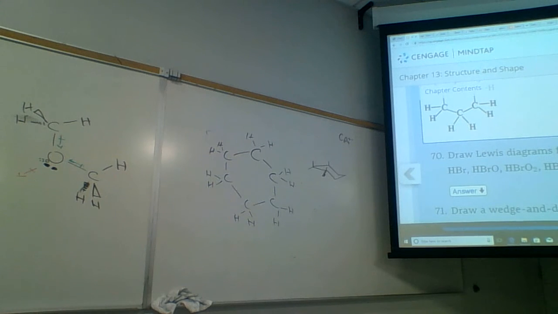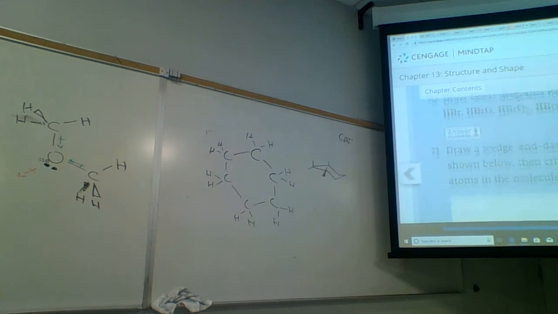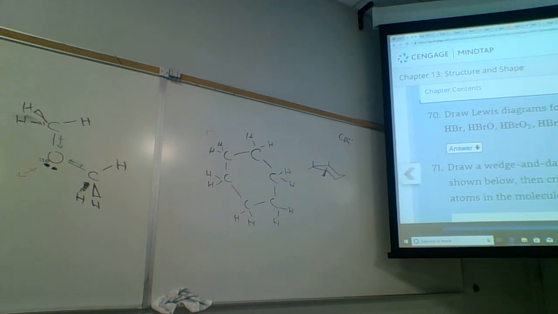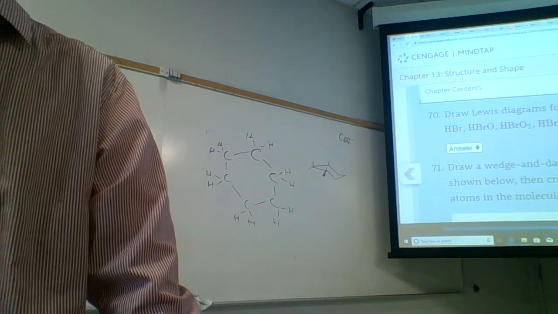Draw Lewis diagrams for these 5 acids of bromine: HBr, HBrO, HBrO2, HBrO3, HBrO4. All right, why don't you try drawing the Lewis diagrams for these here?